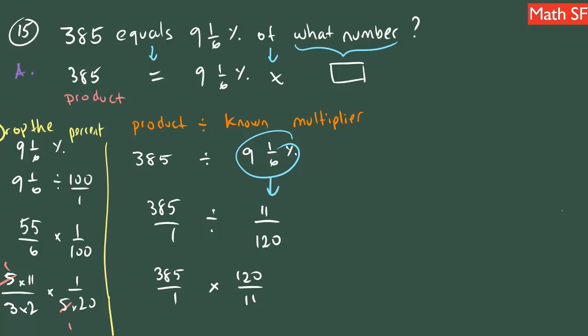Now, as you can see, the only thing that you will be able to cancel out is the 11. So will 11 go into 385? Let's find that out. Probably just gonna do some scratch here on the side. Let's see, what can we do there?